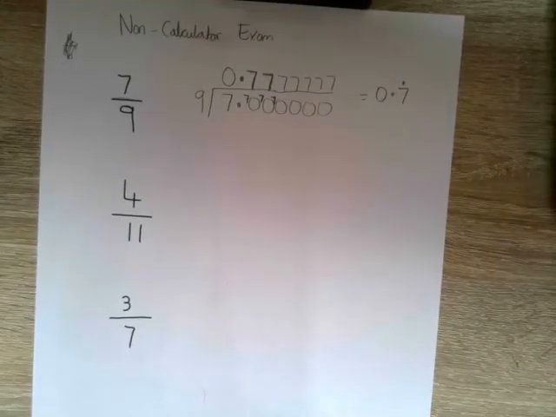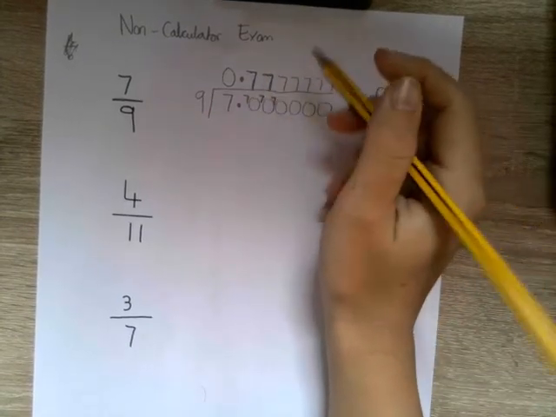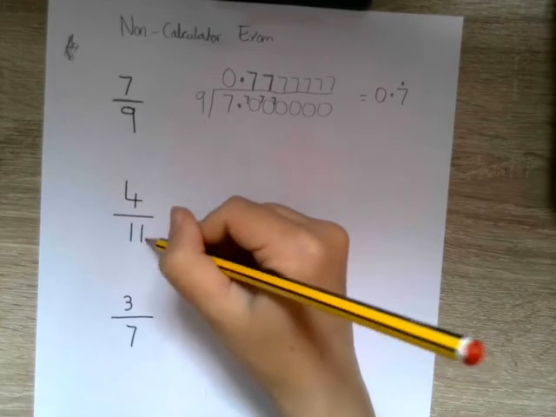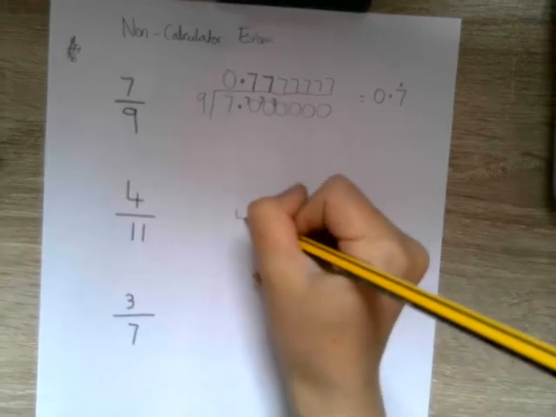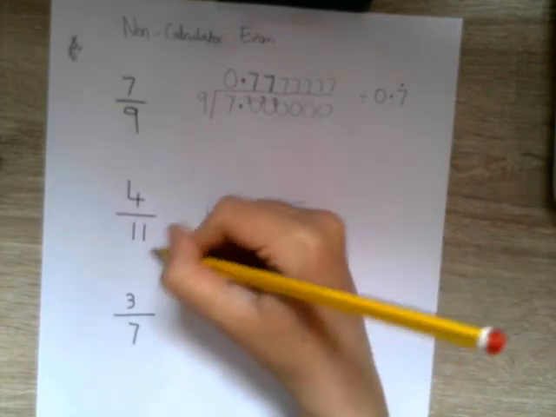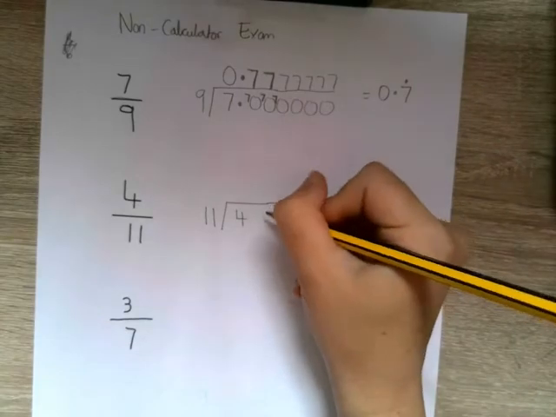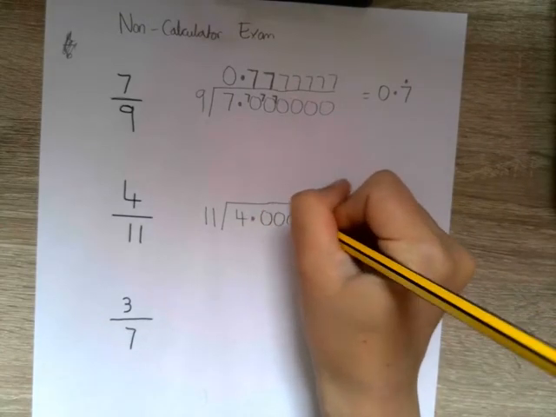Right, the next one then is a little bit more tricky now. It's the same method, but it's not going to recur quite as quickly as that one. So this time we've got 4 divided by 11. So the 4 is going to go under the bus stop, and the 11 goes outside. So whatever you're dividing by goes on the outside. So I'm going to add in the point and a whole load of zeros.